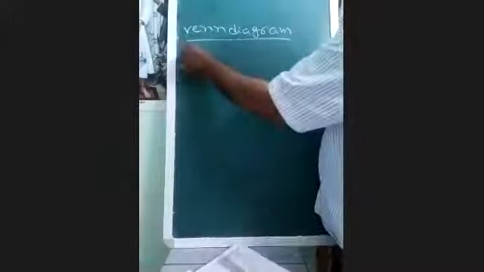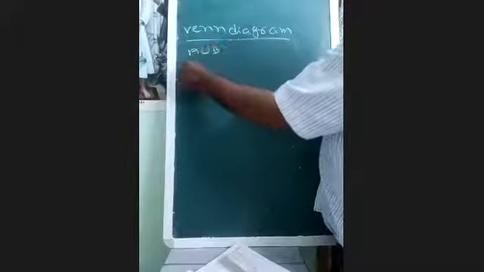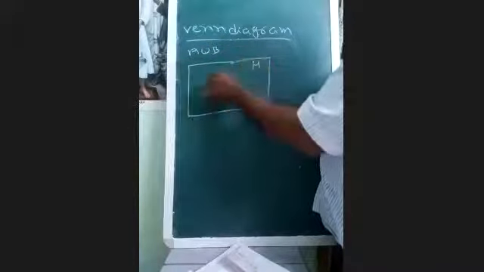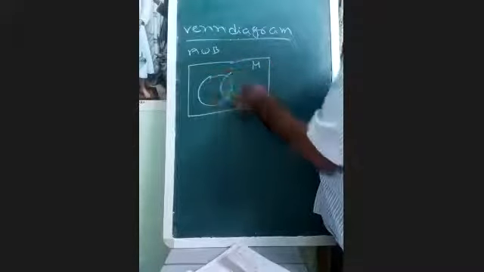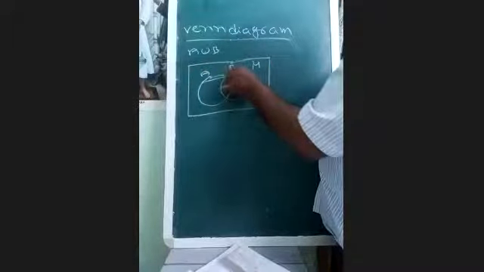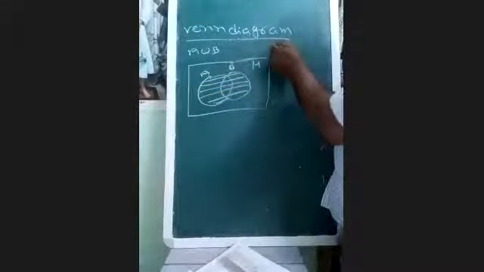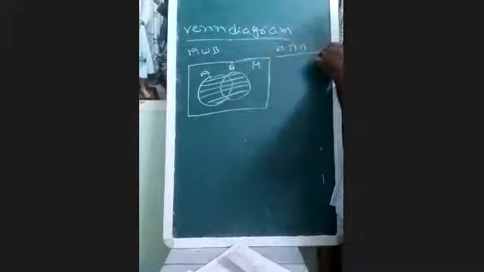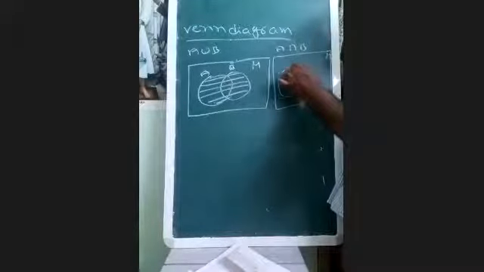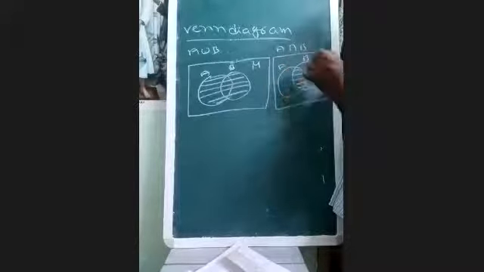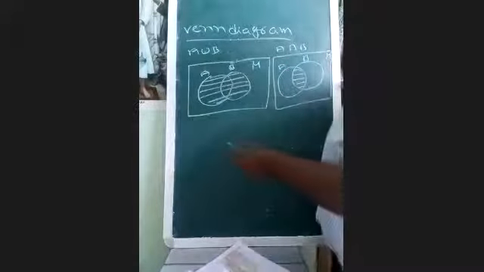First, A union B. How to draw the Venn diagram? Very simple thing. This is mu. You take two sets A and B. Here shade both sets. Next, A intersection B. You take two sets. This is mu. Intersection means where two circles intersect. This is called A intersection B.